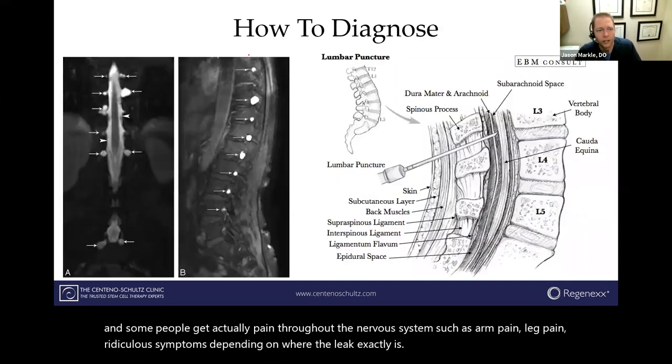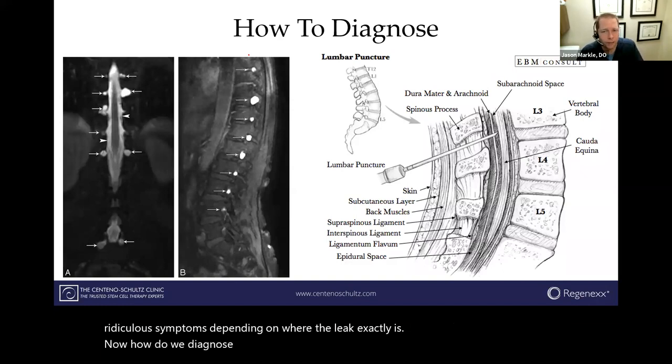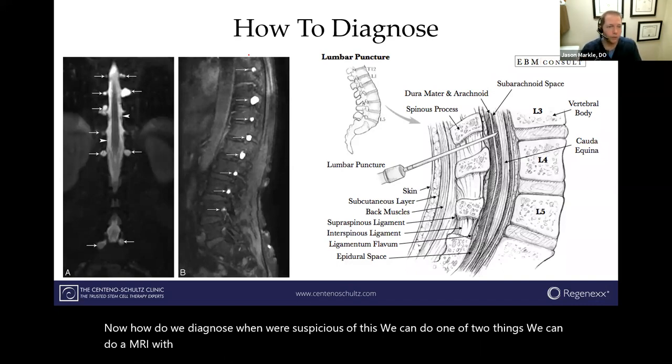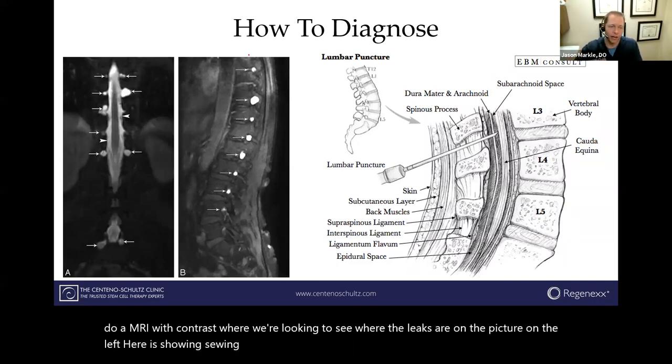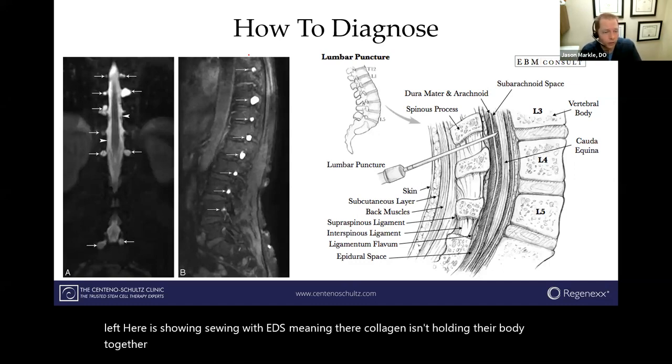Now, how do we diagnose when we're suspicious of this? We can do one of two things. We can do an MRI with contrast, where we're looking to see where the leaks are. The picture on the left here is showing someone with EDS, meaning their collagen isn't holding their body together properly, creating some holes up and down their spinal column and creating symptoms because of that.